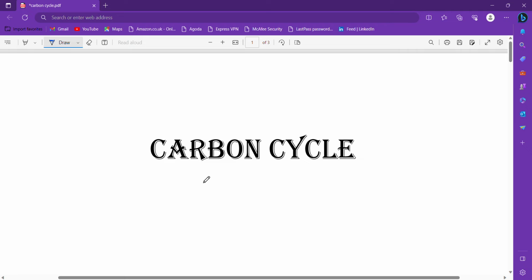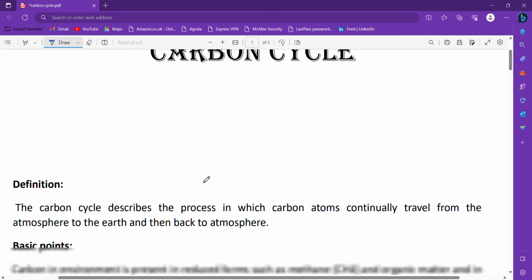I will give you complete notes and a brief description about various topics of life science. So today my topic is all about the carbon cycle. I will give a complete note on the carbon cycle and I will describe the whole cycle.